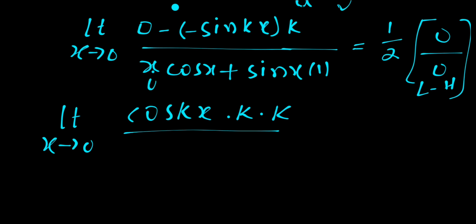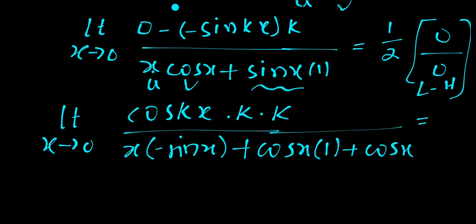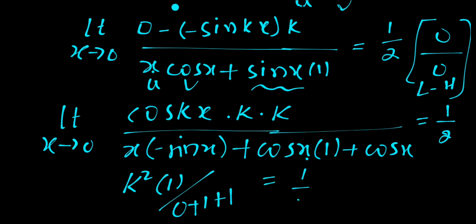Next, again apply the uv formula. x into cos x derivative is minus sin x, plus cos x into 1, plus sin x derivative is cos x, is equal to 1 by 2, as it is we have to write. Now we have to substitute x equals 0. Numerator, what you will get? k square into cos 0 is 1, divided by the first value is 0, plus cos 0 is 1, plus 1, is equal to 1 by 2.